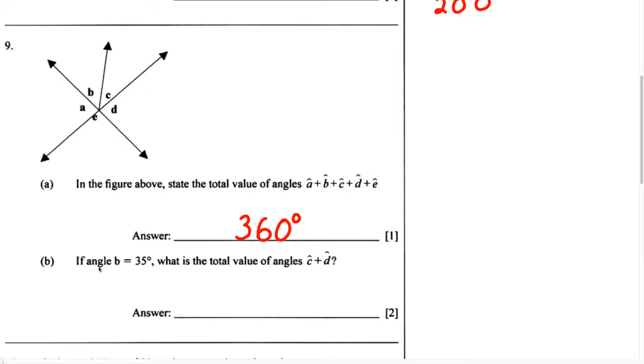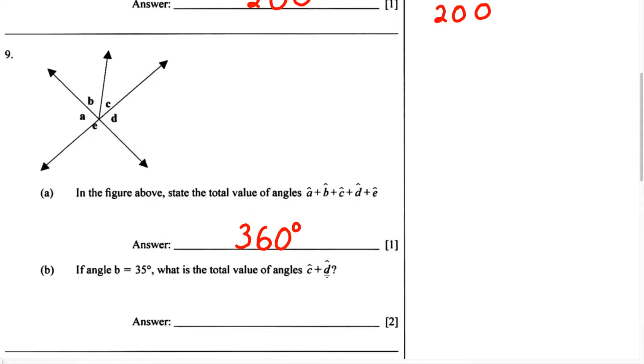Now for part B, it says if angle B is 35 degrees, what is the total value of angles C plus D? Let's read the question one more time. It says if angle B is 35 degrees, what is the total value of angles C plus D? In order to find this, let's look at the figure and find angle B, C, and D. If we look at angle B, C, and D, we can see that it's going to form a straight angle. Therefore, these three angles are going to add up to 180 degrees. And they tell us angle B equals 35 degrees. If we know angle B equals 35 degrees, all we're going to do is subtract 35 degrees from 180 degrees to find the total values of angle C plus angle D.